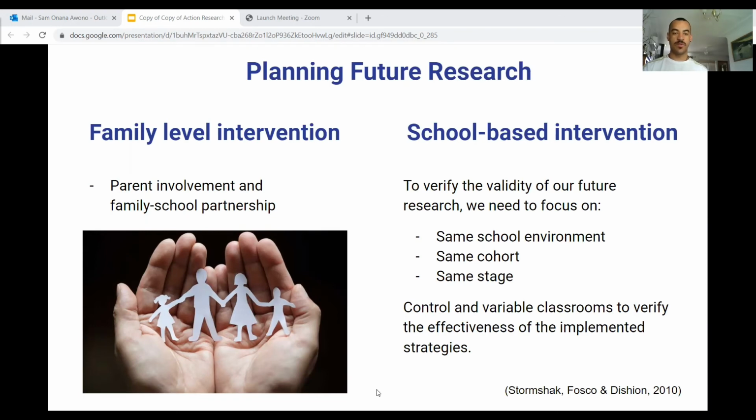Family management skills, together with parent school involvement, are necessary to bolster school success. So interventions that target these two competencies will likely increase students' engagement and achievement. In addition, to verify the validity of our future action research, we need to consider the school-based interventions. For example, we need to focus on a single school environment and a specific year group and cohort. This will ensure that all students are in the same age range and have access to the same curriculum and scope and sequence.